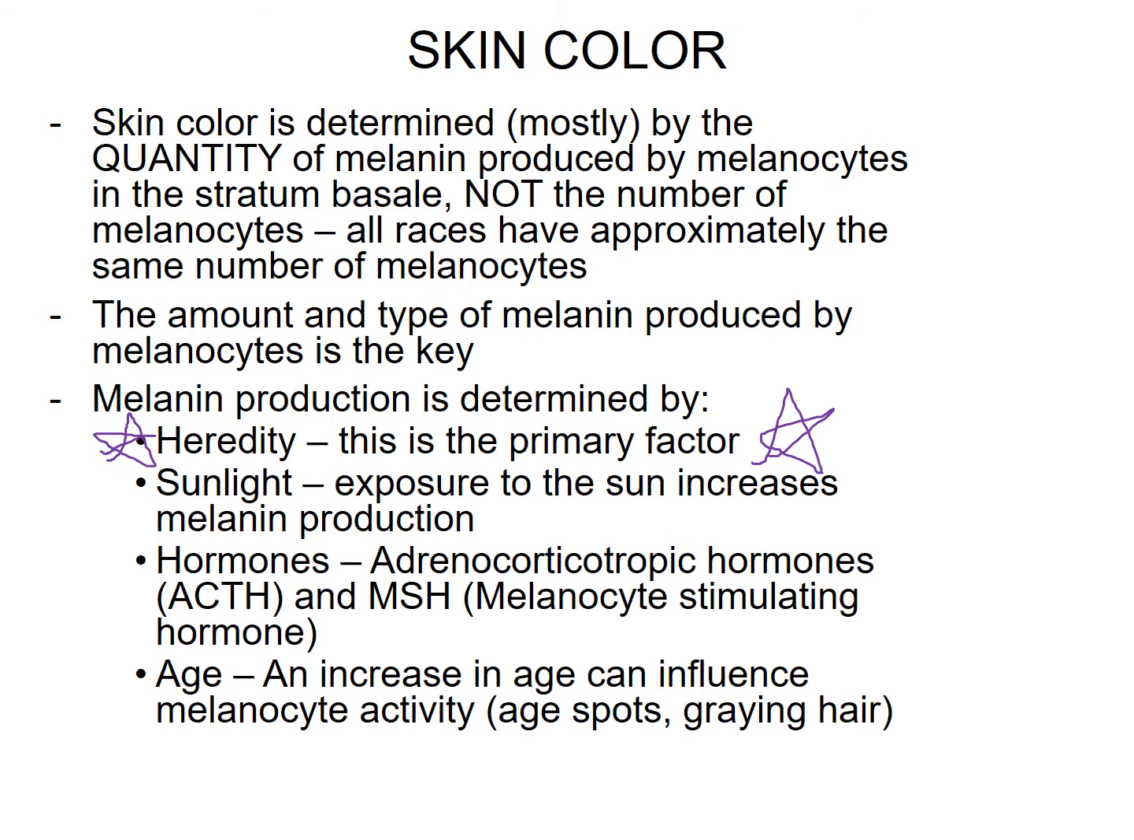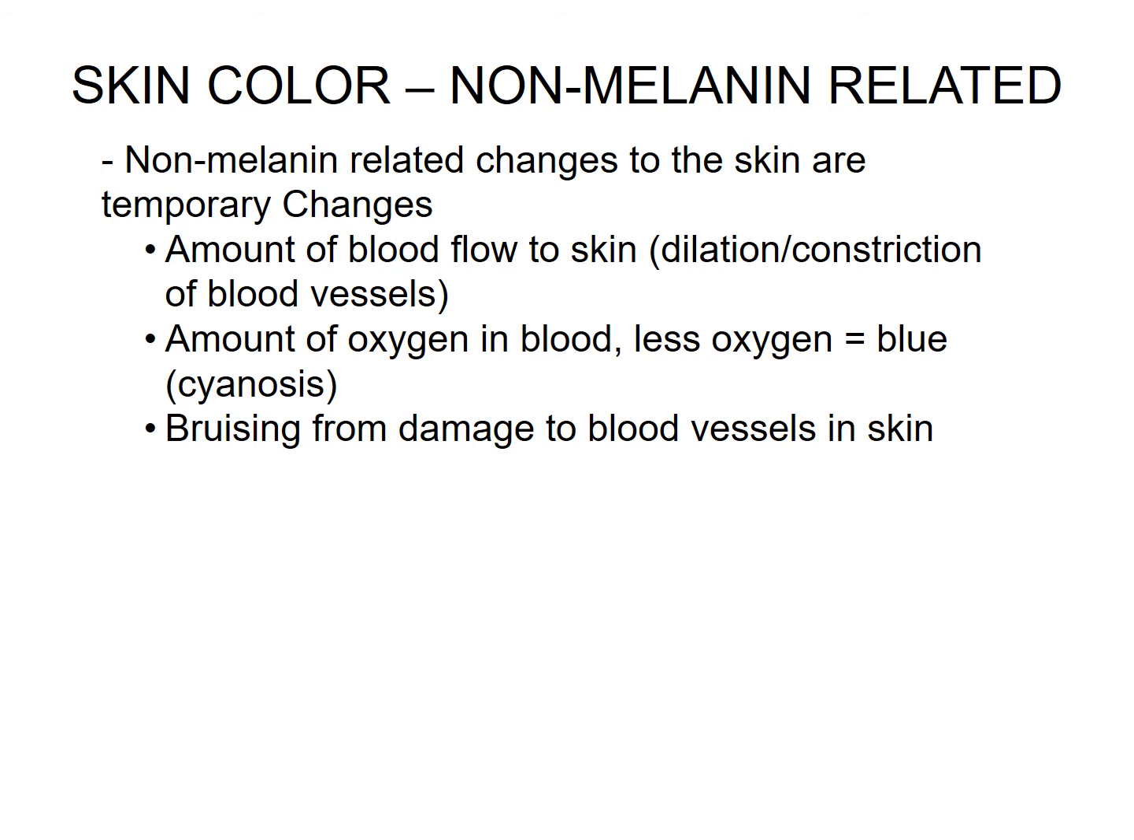And then, of course, aging definitely plays a role in your skin color. As we age, we get age spots. You're more likely to get moles and benign tumor-like structures. Also, your hair changes color, right? Your hair starts graying basically because there is no melanin left in that hair. Now, there are other things that can affect the color of your skin that are not melanin related. These are non-melanin related changes that are temporary.